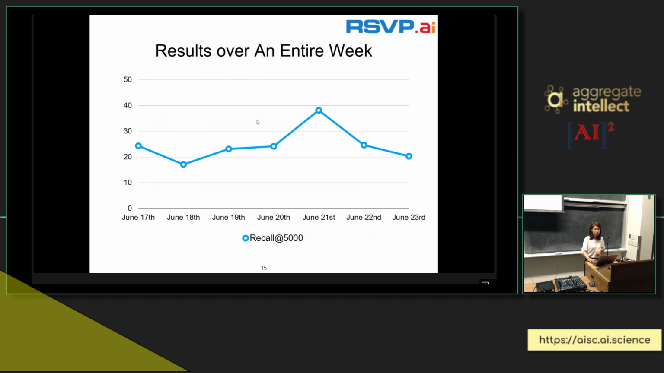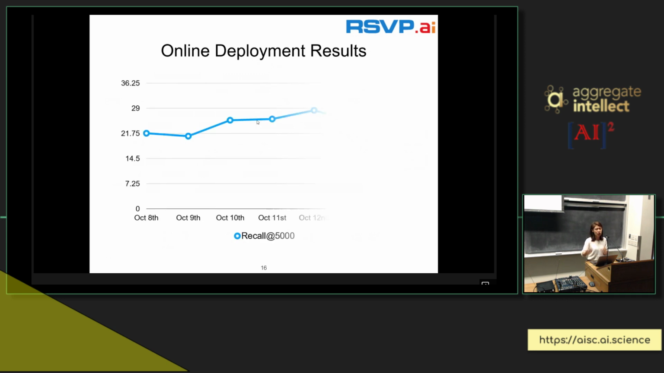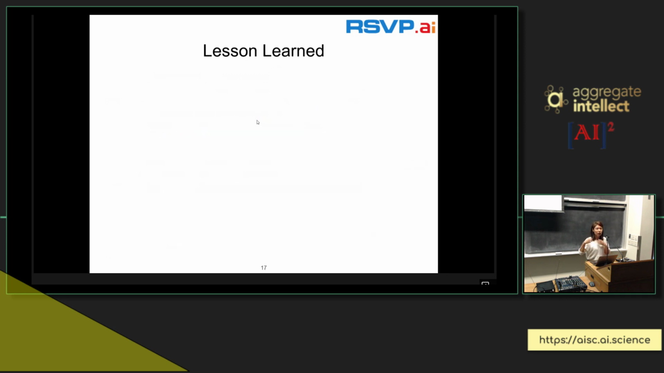So here are some lessons we learned. We always start from some simple models. We don't need to go into the most complex model. Usually in real online systems, complex models take more time for training and more time for prediction, and usually they don't work for your online system.